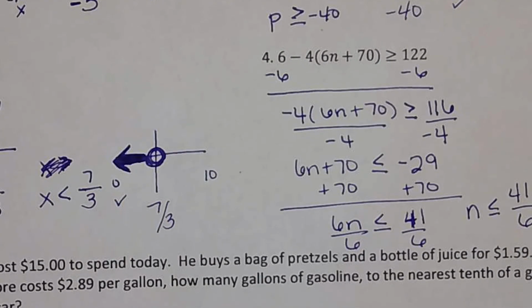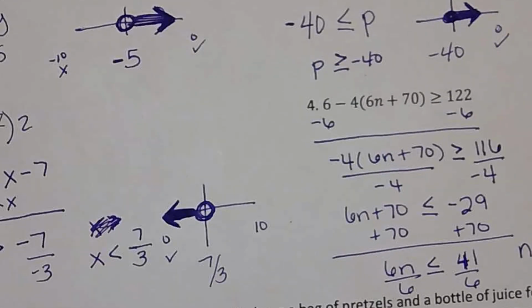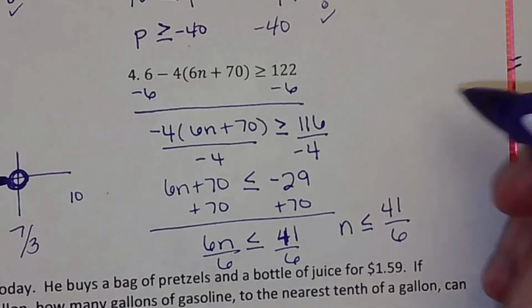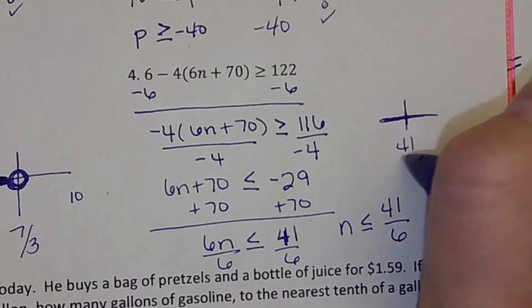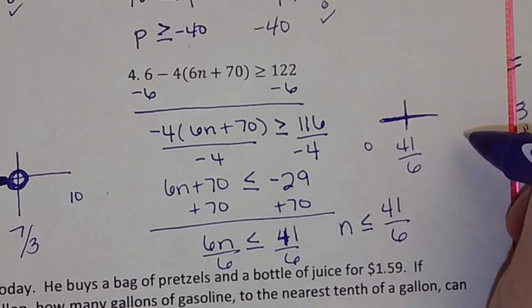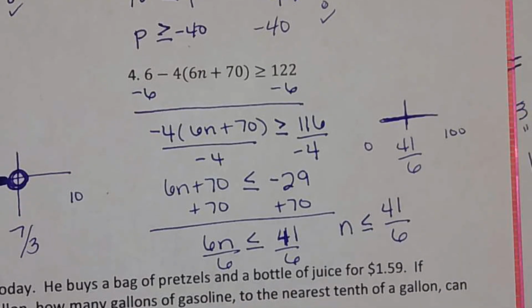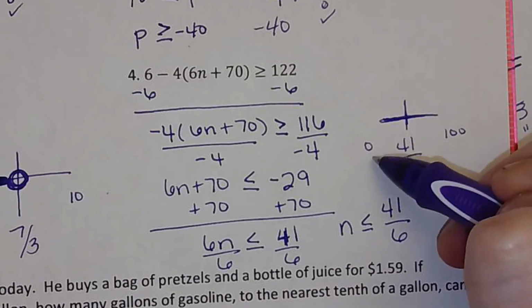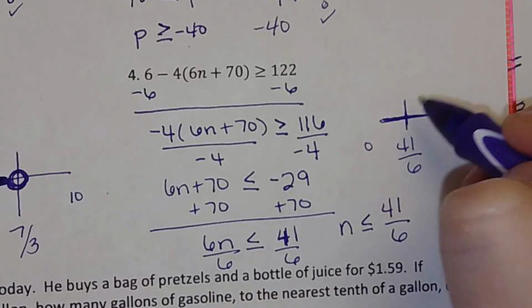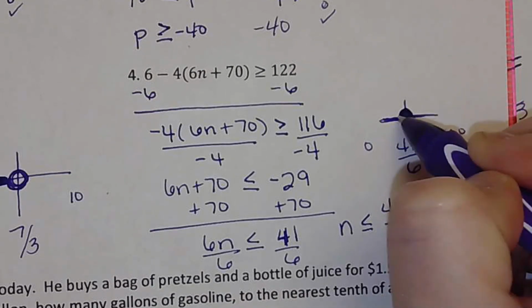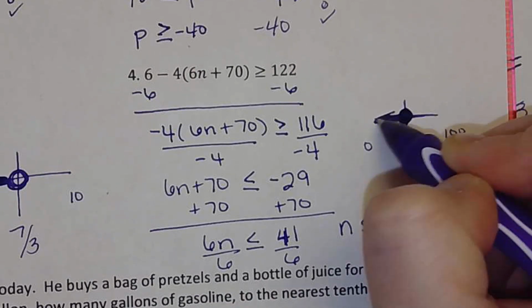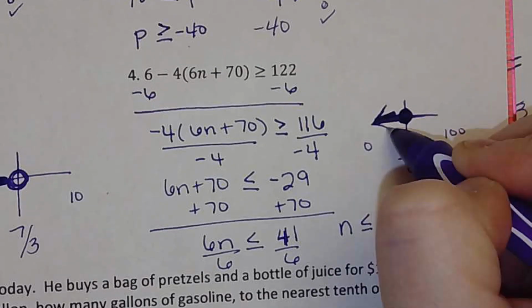This is the best thing about the math, is that I just leave it as a fraction. And so on my number line, 41/6, 0, 100. Didn't need to pick 100, I could have picked 10. But if I plug in 0, 0 is less than or equal to 41/6. The answer is yes. So solid, because it's equal to. That line underneath makes that dot solid.